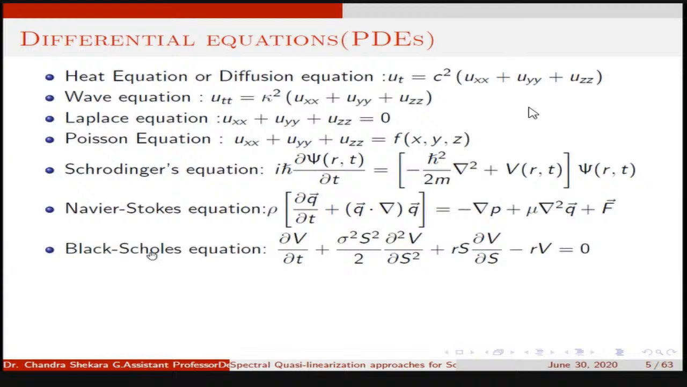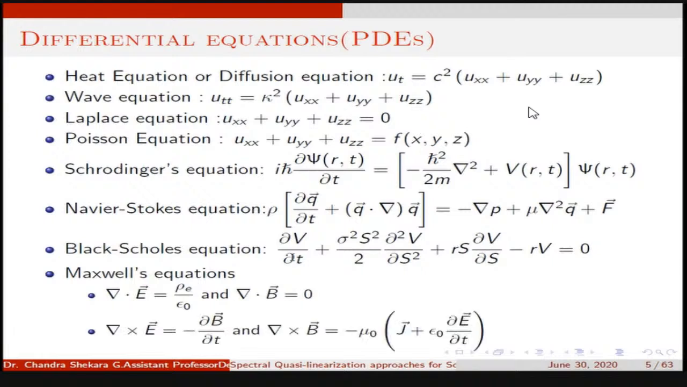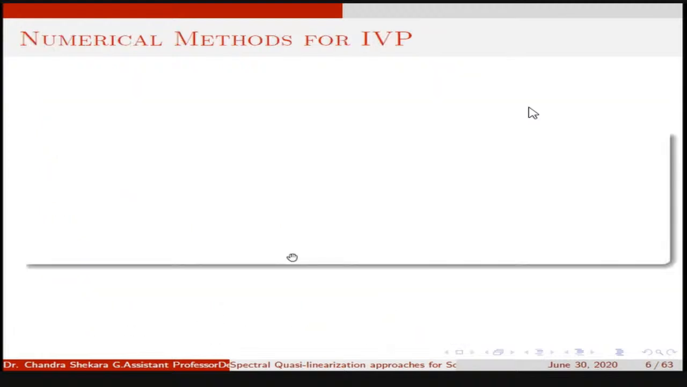There is a mathematical model associated with economics also, called the Black-Scholes equation. This equation comes from European option pricing. There are also partial differential equations associated with electromagnetics, given by Maxwell's equations. These are the set of Maxwell's equations. This list is not limited. There are many other differential equations also. Just to motivate the researchers who have just started their research, I have given this list.